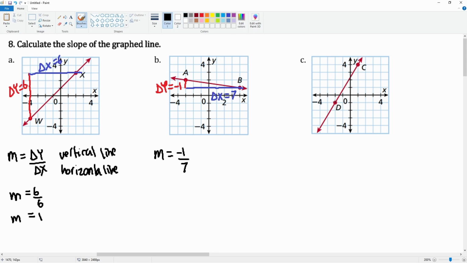Next, let's look at C. How much is it going up? 1, 2, 3, 4, 5. Delta y is 5. And your delta x: 1, 2, 3. Delta x is 3. So m is equal to 5 over 3 as the slope.